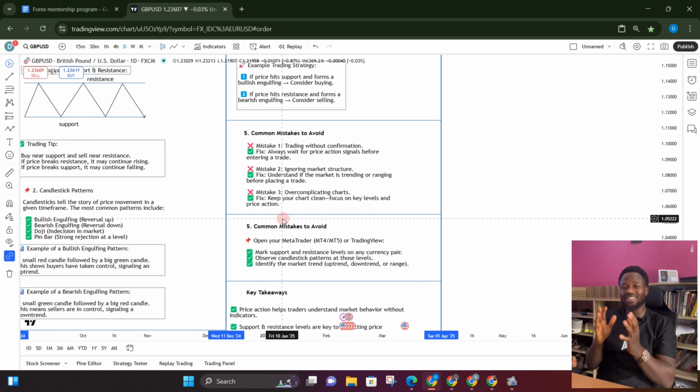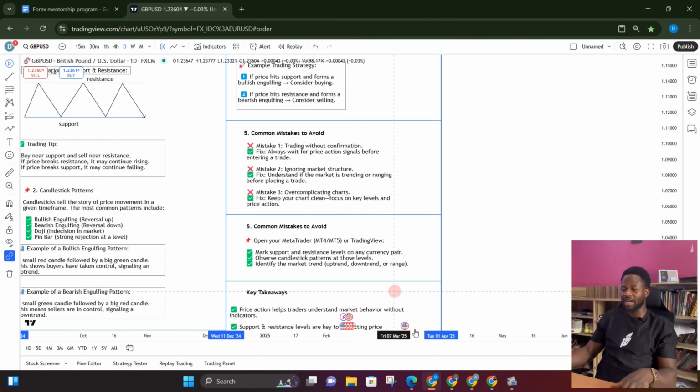over complicating charts. They will put moving average, put all the indicators, put many trend lines. Some trend lines will be crossing. Why, bros? Keep your charts clean. Focus on key levels and price action.